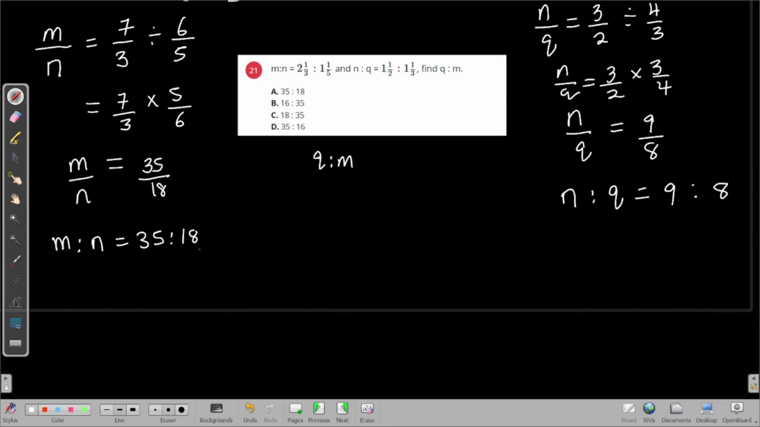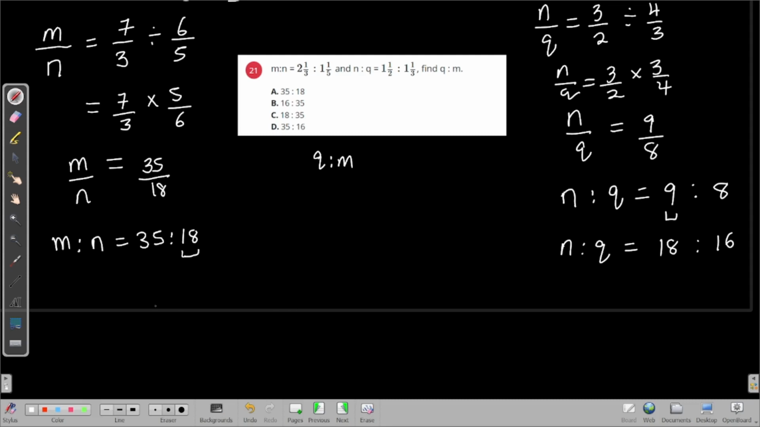That is, we need to make sure that the value of n on this side is equal to the value of n on this side. Okay, so n here is 18, n here is 9. How can we get from 9 to 18? You multiply by 2. So if you multiply everything by 2, n ratio q is 2 times 9 is 18, 2 times 8 is 16. Okay, so it's still a ratio, it's just that it's not in a very simple form. But 18 ratio 16 is still the same thing as 9 ratio 8.